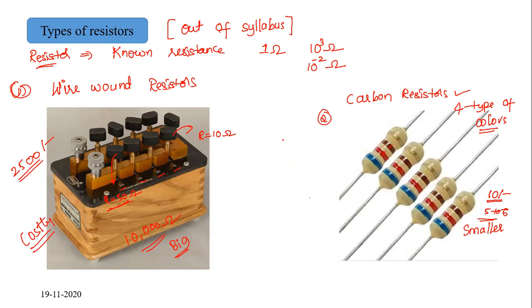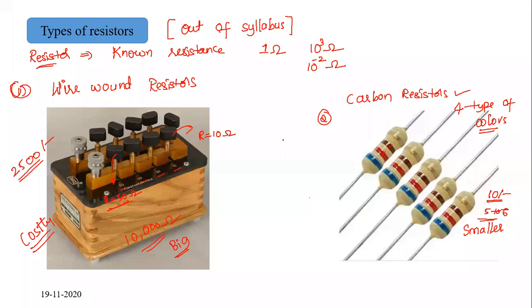Then we studied the types of resistors. Resistors are materials which have a known resistance value. There are mainly two types of resistors: wire-wound resistors and carbon resistors. A wire-wound resistor is very costly and bigger in size. In order to minimize that limitation, we go for carbon resistors, which are made up of carbon.